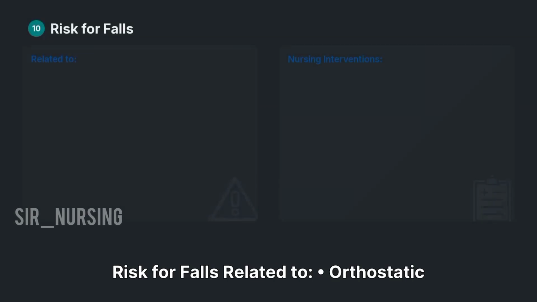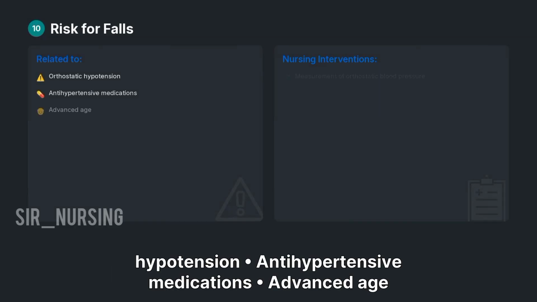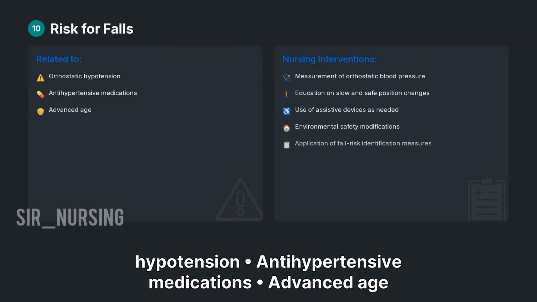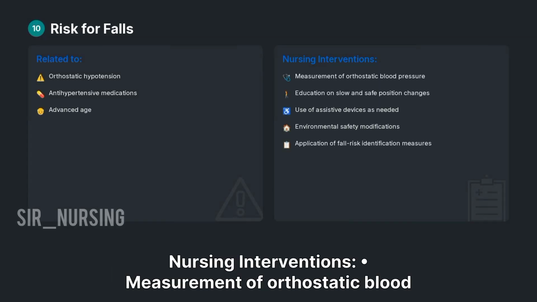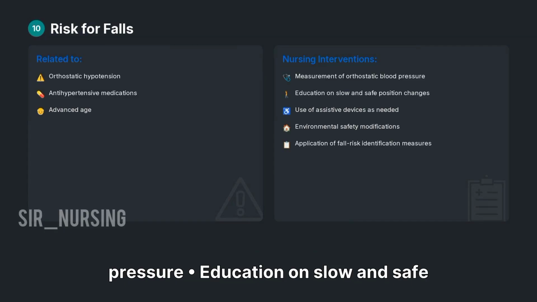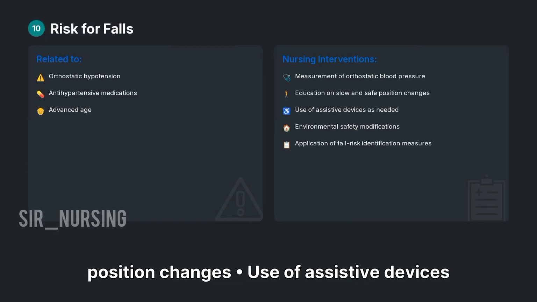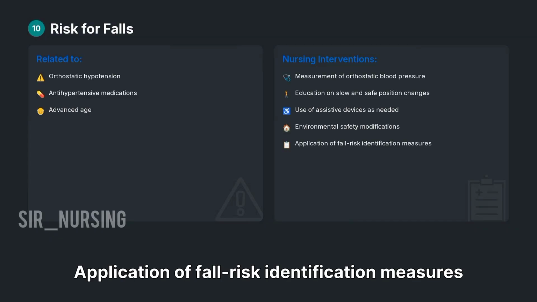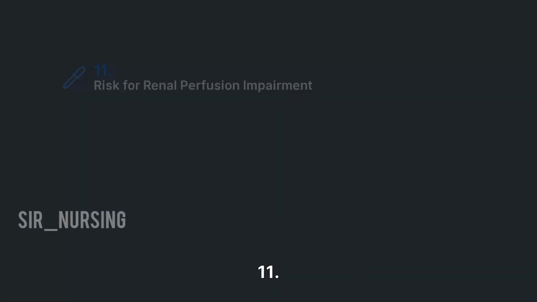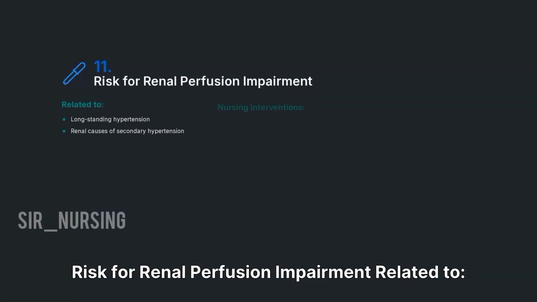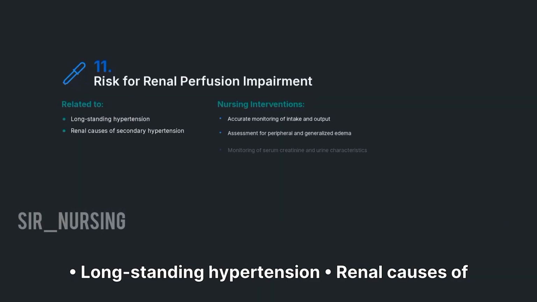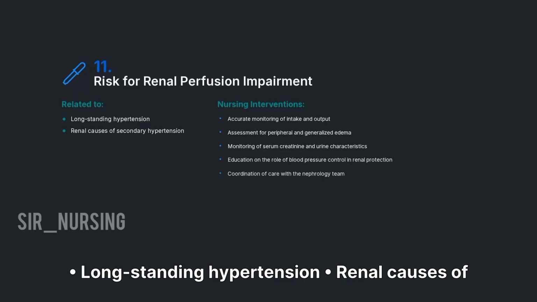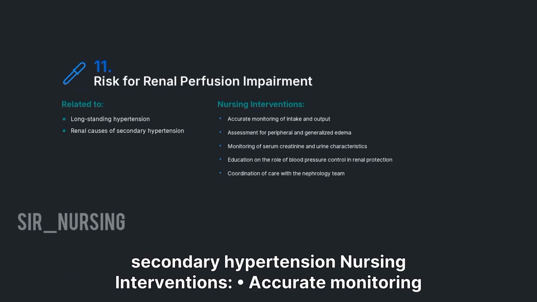10. Risk for falls related to orthostatic hypotension, antihypertensive medications, advanced age. Nursing interventions: measurement of orthostatic blood pressure, education on slow and safe position changes, use of assistive devices as needed, environmental safety modifications, application of fall risk identification measures.